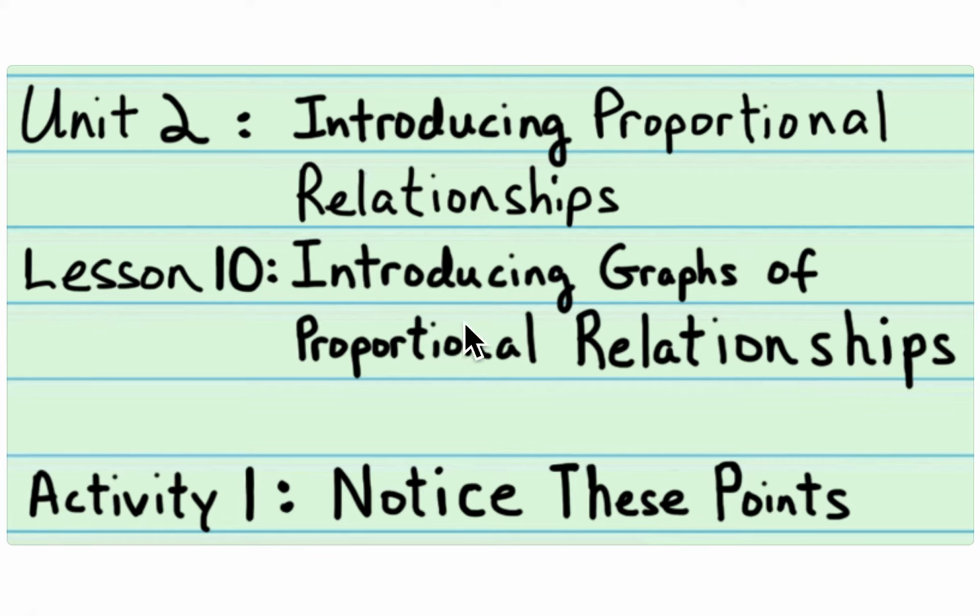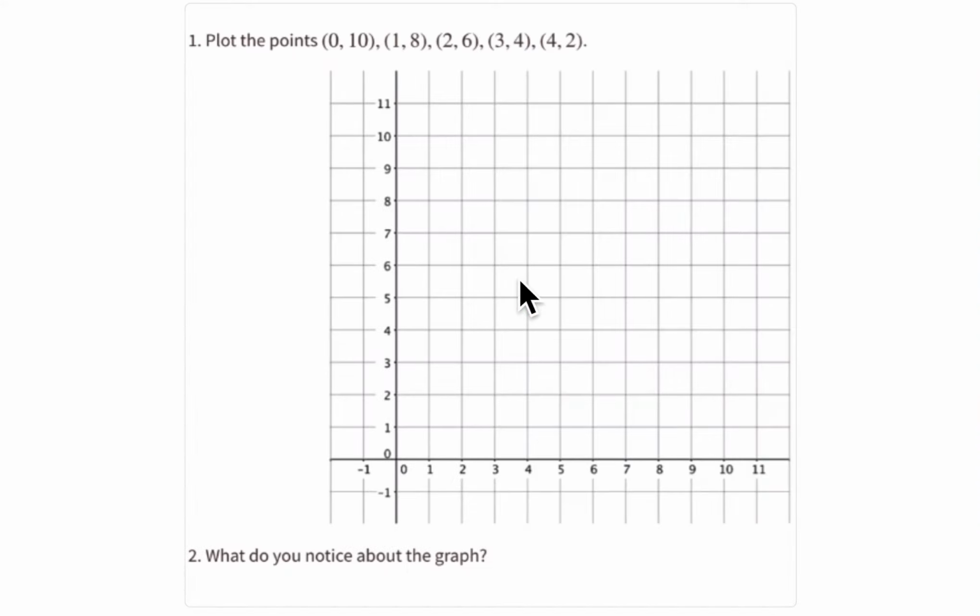This is Lesson 10, Introducing Graphs of Proportional Relationships, and this is Activity 1. Notice these points. It's a little bit of review of how to plot points in a coordinate plane, which is graphing the points, placing them on that coordinate plane. How do you do that? Because we're going to end up looking at graphs as a way to look at proportional relationships.